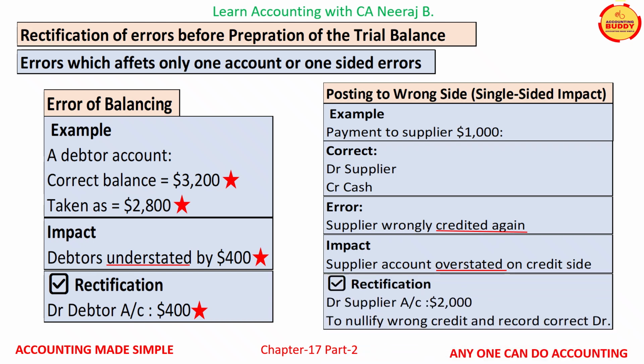The rectification entry of such an error will be that the supplier account will be debited by $2,000. $1,000 is debited to nullify the wrong credit of $1,000 and another $1,000 is debited for the cash paid to the supplier.